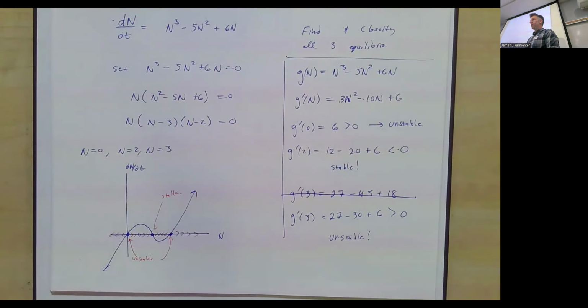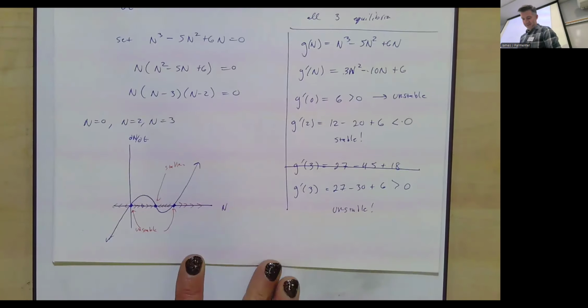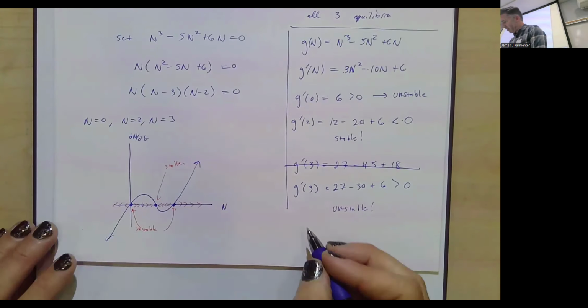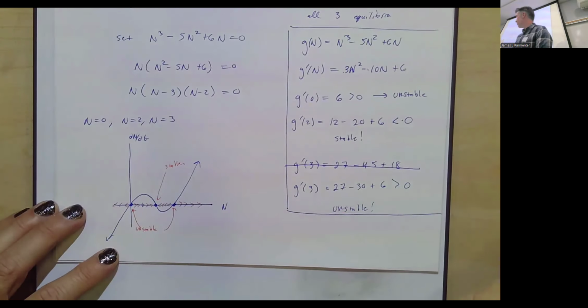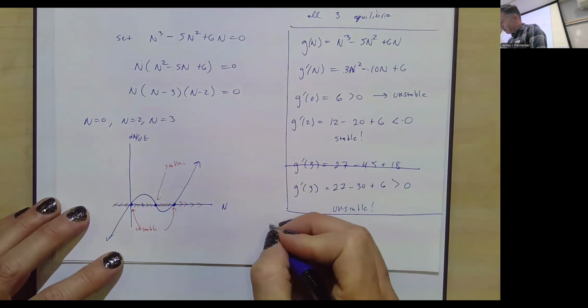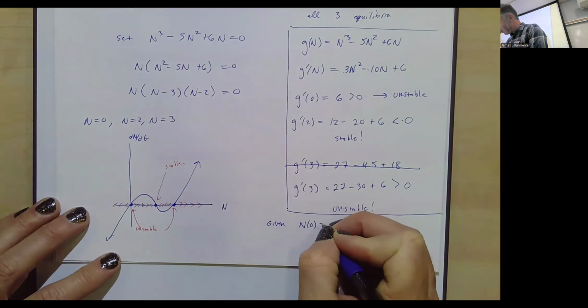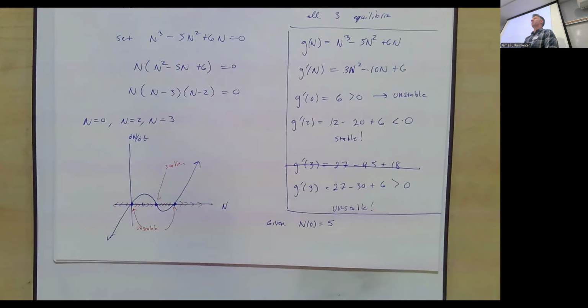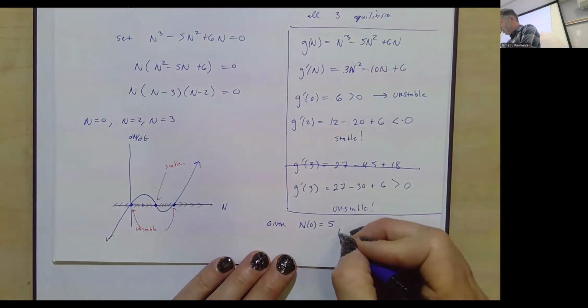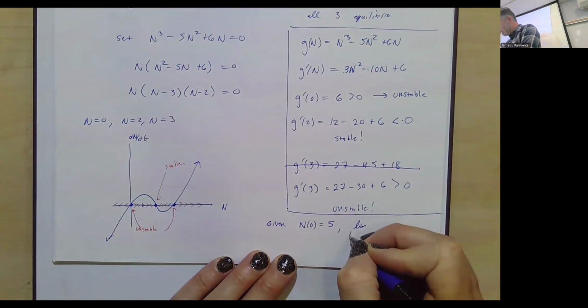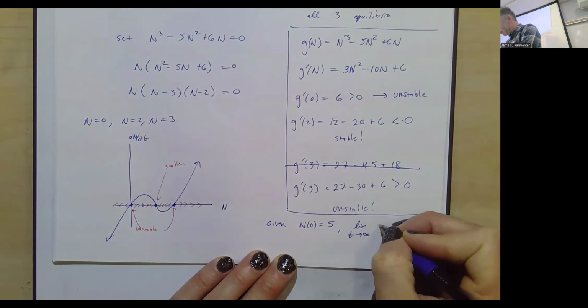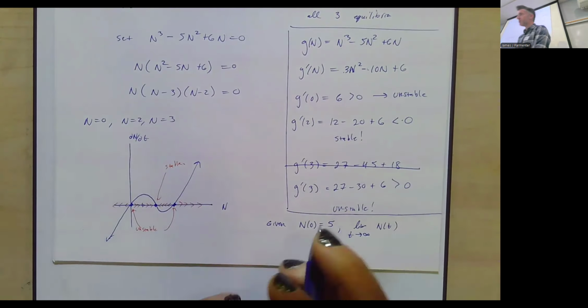All right, fun question. I have enough room? Yeah. And then we'll hit that question over there. So given an initial condition, say n of 0 equal to 5, what's the limit as t goes to infinity of n of t?